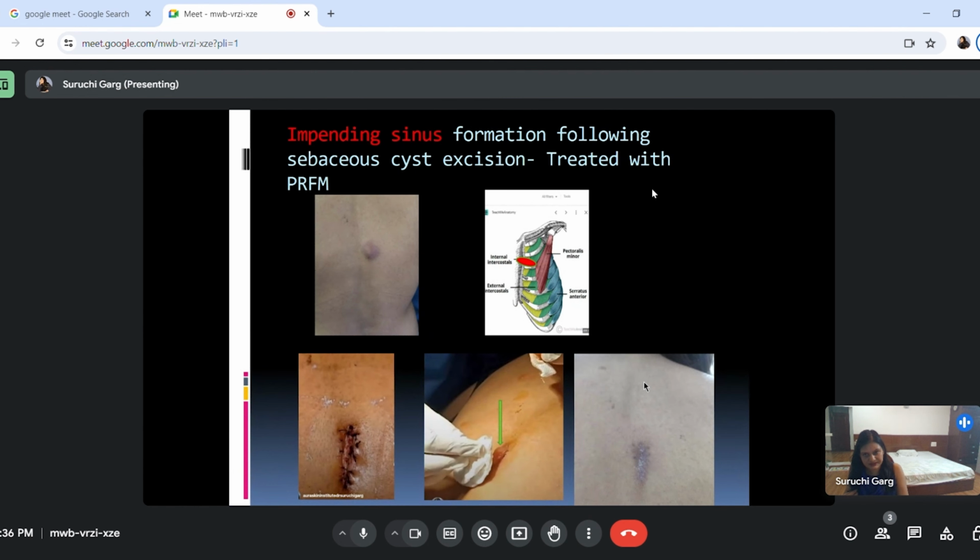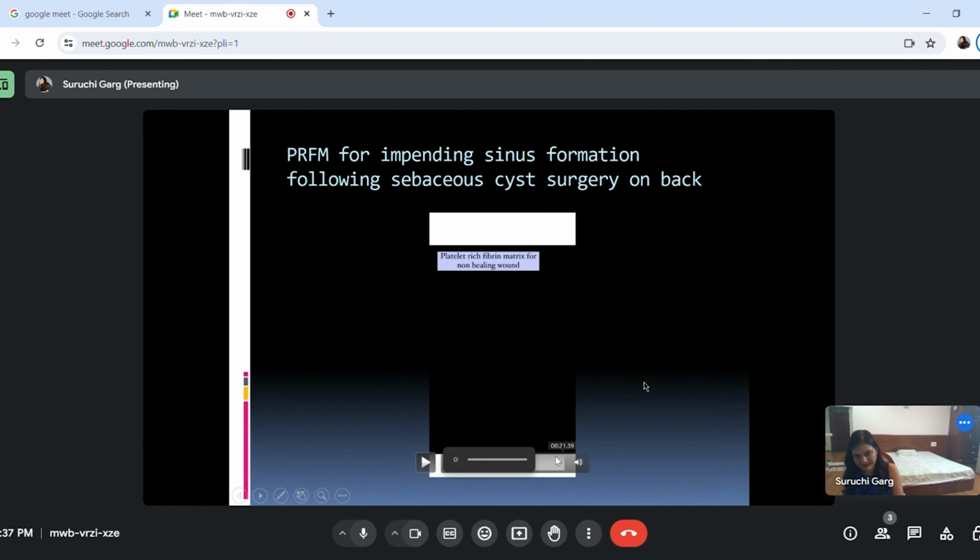This is an interesting case of a sinus formation following sebaceous cyst excision on the back. It was a ruptured sebaceous cyst, ruptured towards the pleural side, and it was a very difficult surgery. And then, as the scar was not healing, there was some serious discharge all the time. I was apprehending sinus formation there. So I did this platelet-rich fibrin matrix here, and I did a bandage for 10 days, and then this was the scar after 3 weeks. It took time, but then it healed finally, and this is what I want to share.